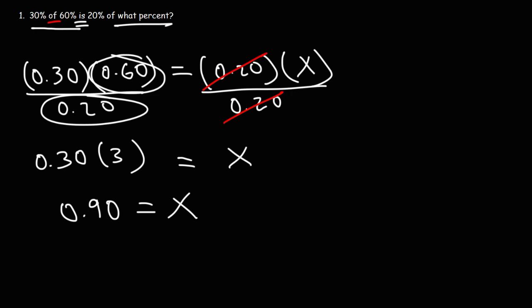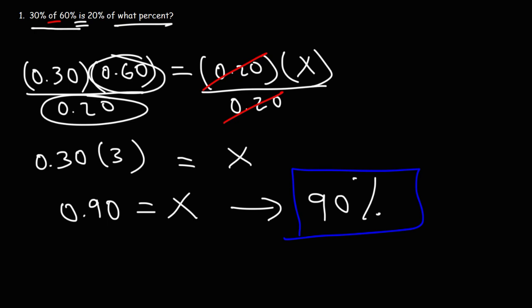And so this is our answer as a decimal. Now what is 0.90 as a percent? If you multiply it by 100, that's going to be 90%. So that is the answer to the question. 30% of 60% is 20% of 90%.